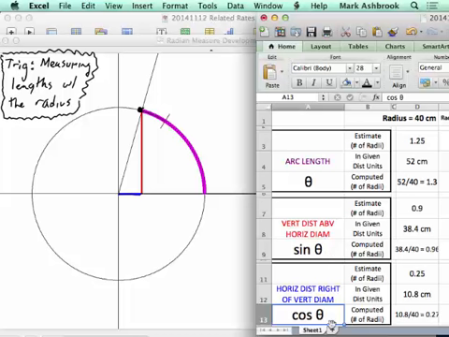Same with cosine theta. Where does cosine theta have its maximum value? 1. Right there. When the angle is 0. When the arc length is 0, we start there on the x-axis. There's where cosine theta has its maximum value, which is 1 full radius length. Every other value will be less than that. Okay, let's try it again.